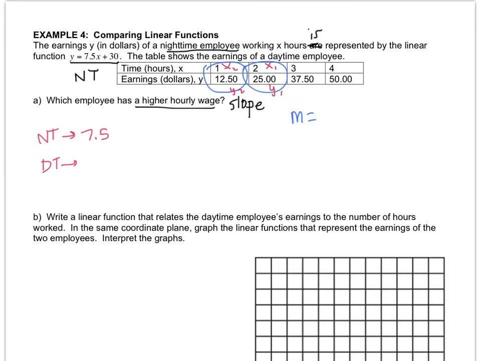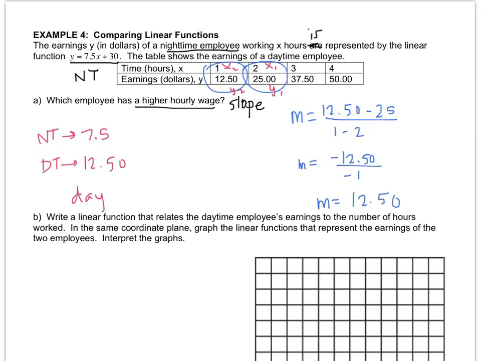So now I plug in 12.50 minus 25 over 1 minus 2. So that's -12.50 over -1. Reduce that down and you just get the number 12.50. So the daytime employee's slope is 12.50. So clearly the daytime employee has a higher hourly wage.